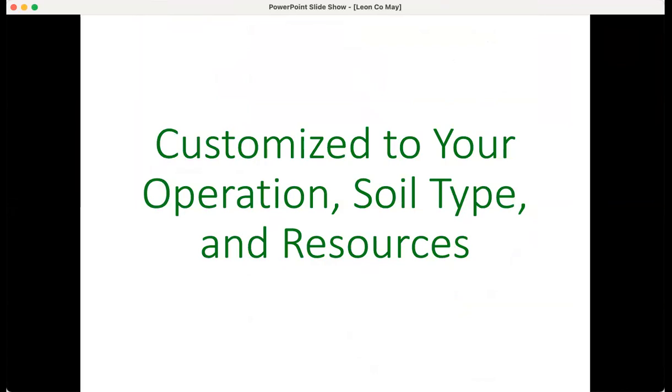So it should be customized to your operation, your soil type, as well as your resources as far as the forages that you grow on your property. And it may not be one singular forage. Monoculture systems or a singular species or variety within a forage system are fairly popular throughout the southeast of the United States and have been popular for several years, primarily for pasture and hay production. But that may not necessarily fit your particular production system within your forage system goals. So do keep that in mind.